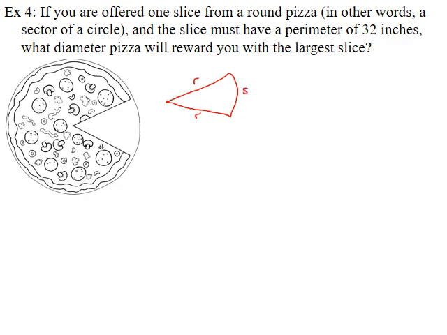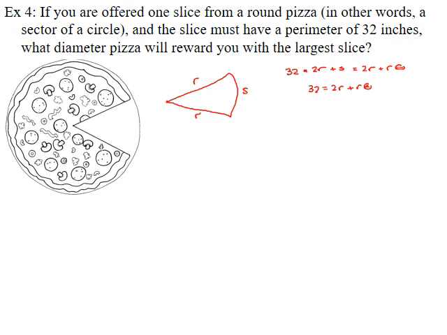So let's use this to kind of fill in the gaps here. The slice of pizza must have a perimeter of 32 inches. So around this pizza slice has to add up to 32. So I know that 32 is going to equal 2 times the radius plus the arc length. Now, do we remember what the arc length formula is? Well, the answer is that S is equal to R times theta. So I can actually say that 32 is equal to 2R plus R times theta.